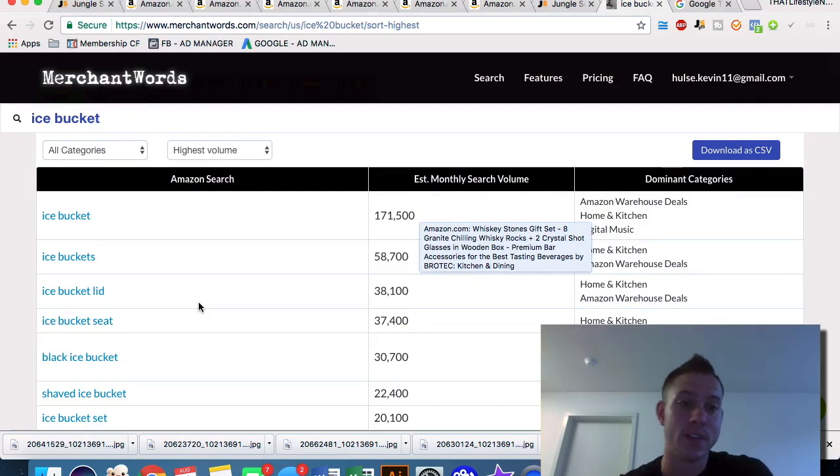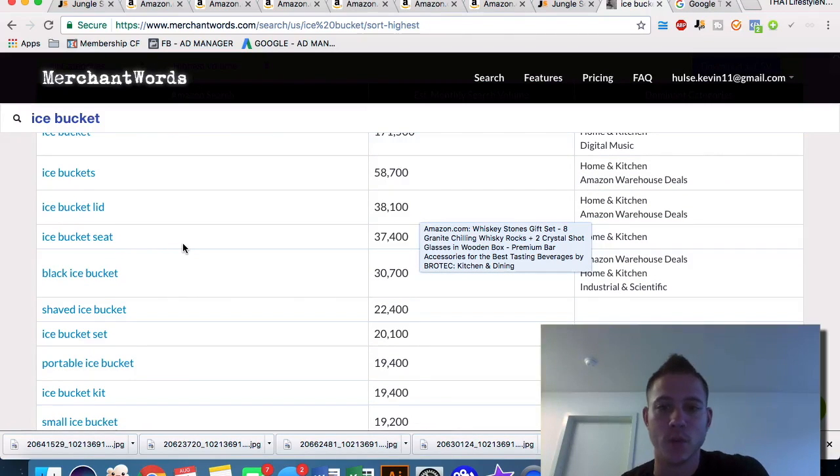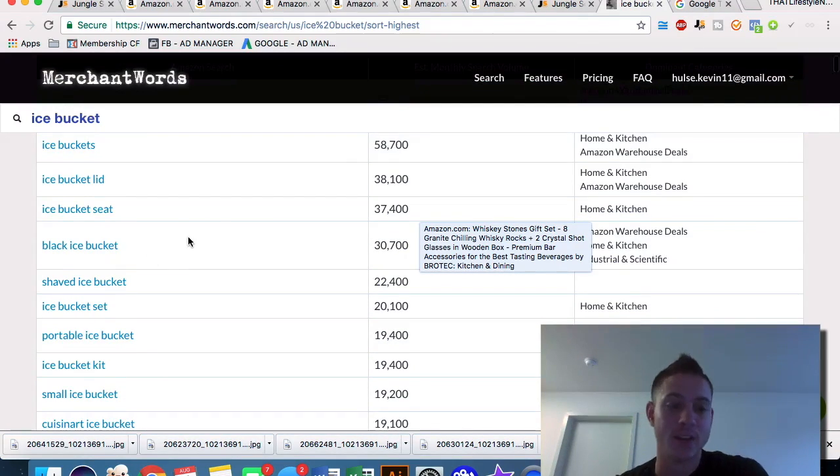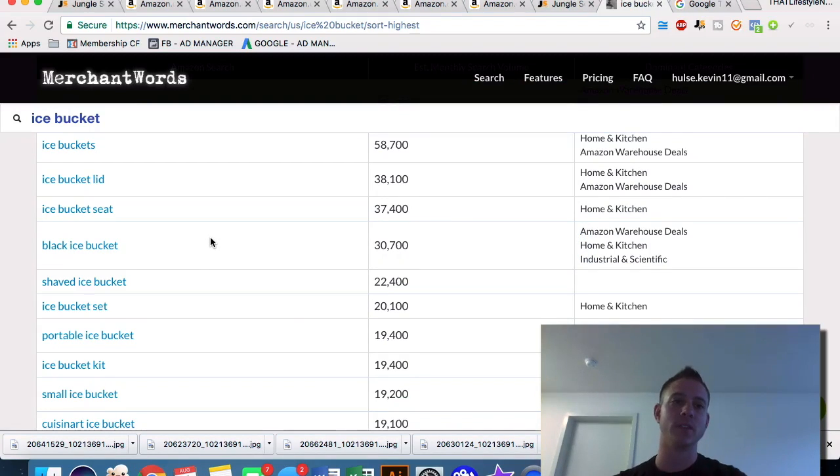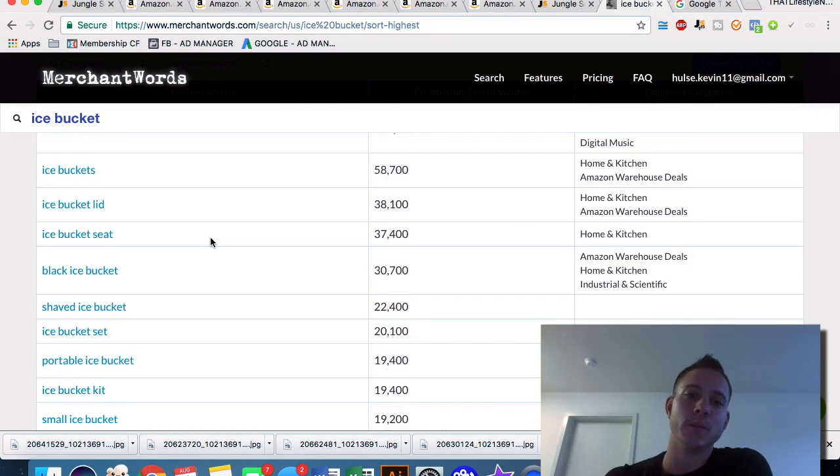And ice bucket lid, right? So some don't come with lids apparently. A seat, maybe something that you put it in. Black ice bucket. I didn't see any black on that first page, right? So the opportunities are really endless here. Merchant Wars not only does a good job of reconfirming whatever you assume the highest volume keyword is, it also gives you some complementary options, as far as bundling or choosing, a black ice bucket, for example, a portable ice bucket, maybe an ice bucket kit, a small, large, jumbo.